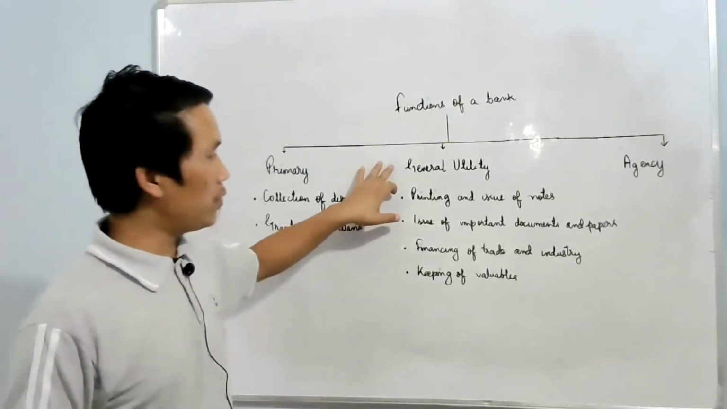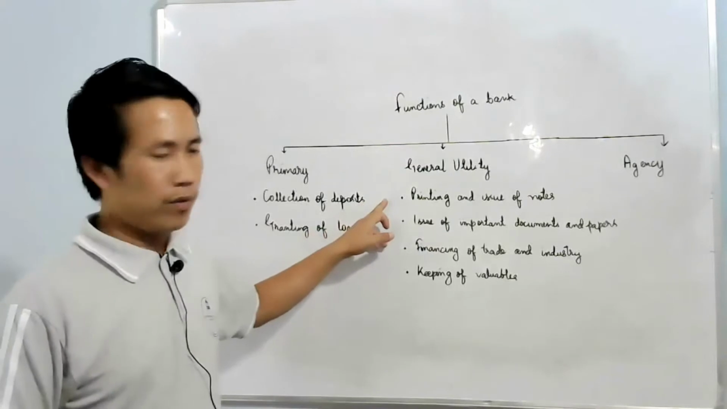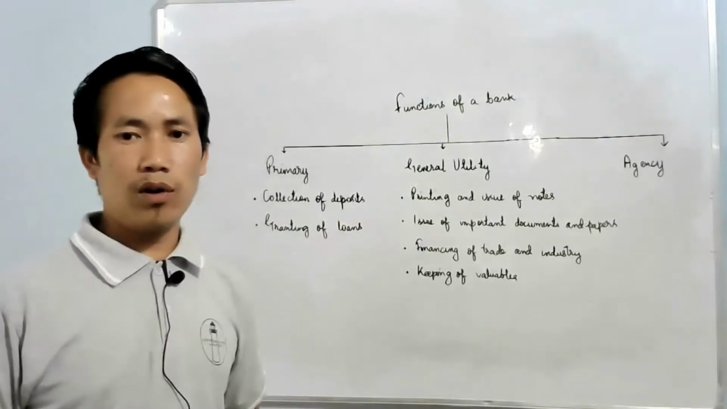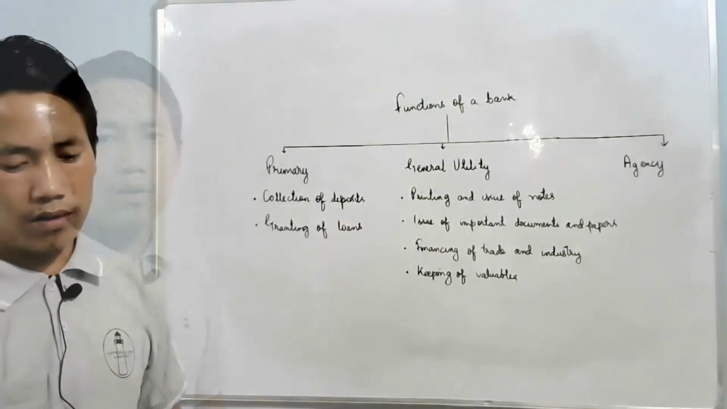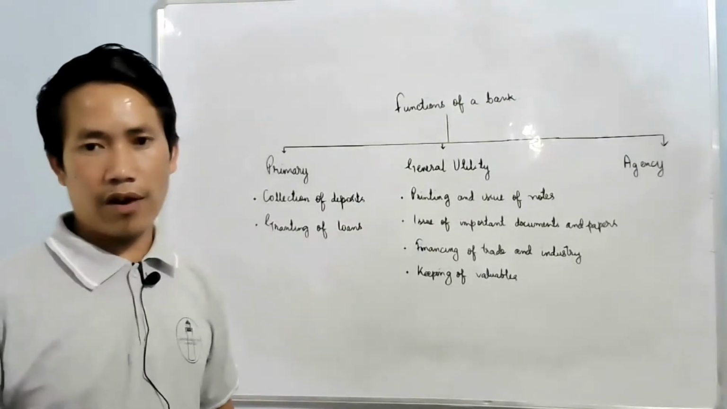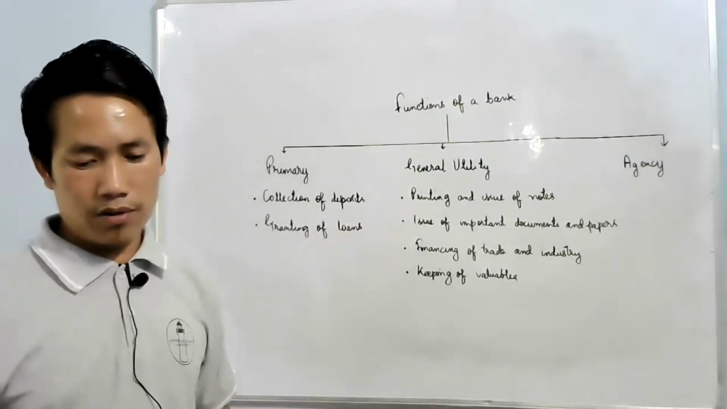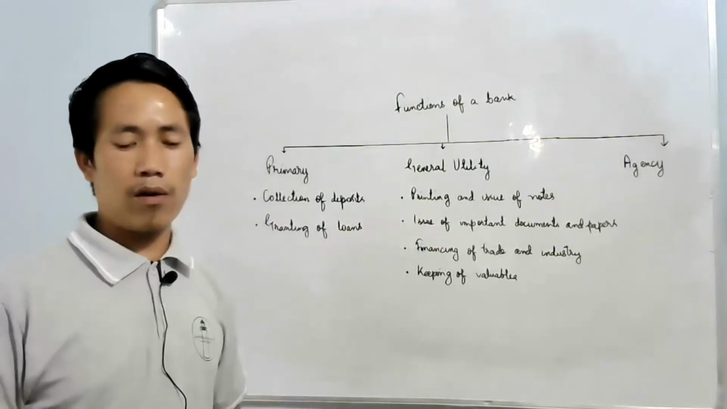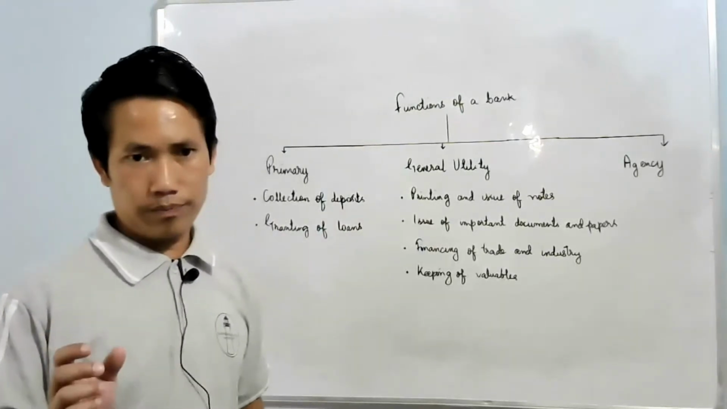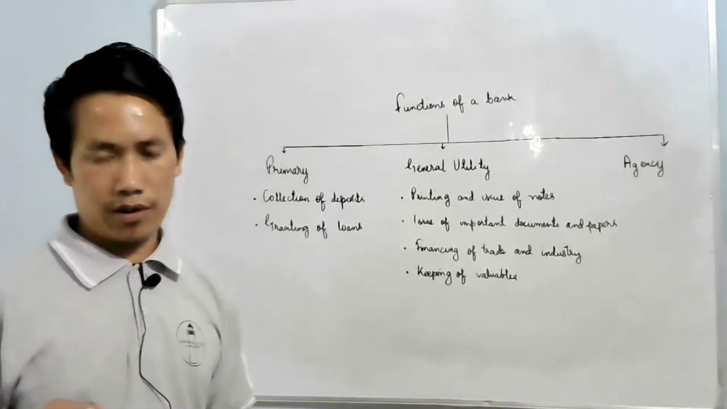Now moving on to general utility functions. Under the general utility functions, the bank performs four functions: 1, 2, 3, and 4. The first one being the printing and issue of notes and currencies in the country. Since the establishment of Reserve Bank of India in 1935, the entire function of printing and issue of notes and currency has been entrusted to Reserve Bank of India. However, the printing and issue of rupee 1 note is handled by the Finance Ministry, Government of India.